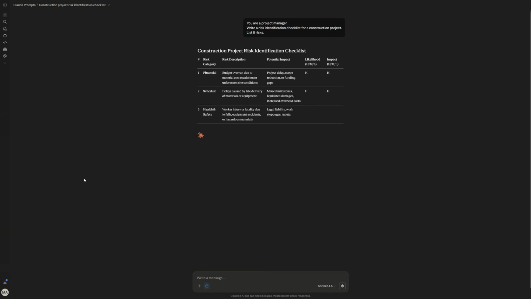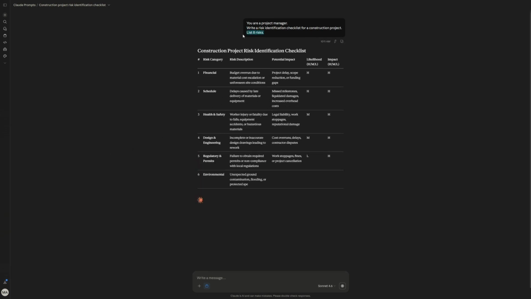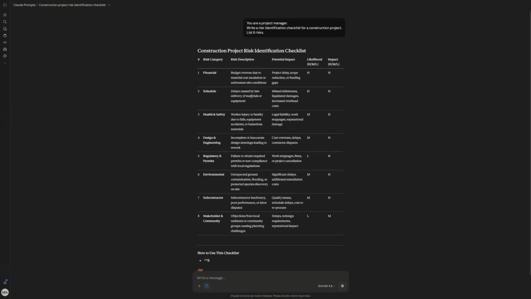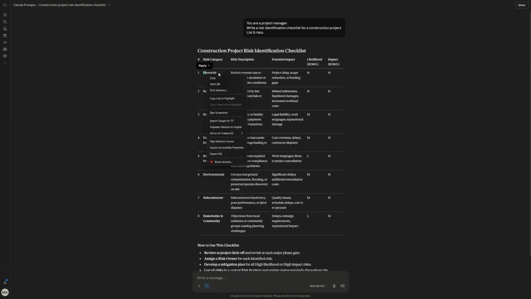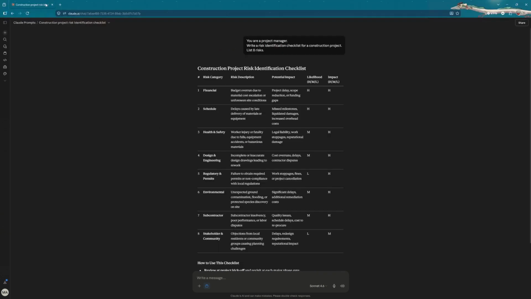There we go. And it's currently generating 8 risks for a construction project. There we go. 8: financial, schedule, health and safety, design and engineering, regulatory and permits, environmental, subcontractor, and stakeholder and community. And here's what we get. 8 very, very generic risks: budget overrun, schedule delay, and so on and so forth. It's good for a starting point, but not specific to any project type, location, or stage.